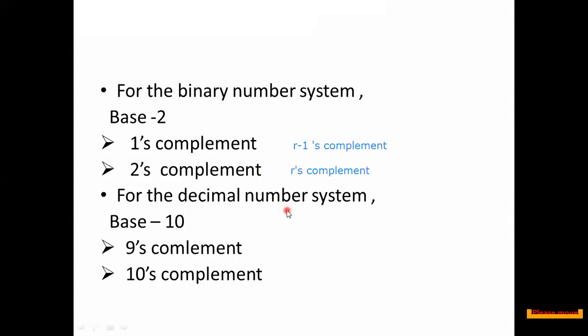Okay, ma? For the decimal number system, what is the base? Base or radix, both are same. Base is 10. So here we are having 10's complement, that is R's complement. R minus 1's complement means 10 minus 1, that is 9's complement. So for binary number systems we are taking 1's complement and 2's complement. For decimal number system, we are having 9's complement and 10's complement. So these are the complements we are taking.